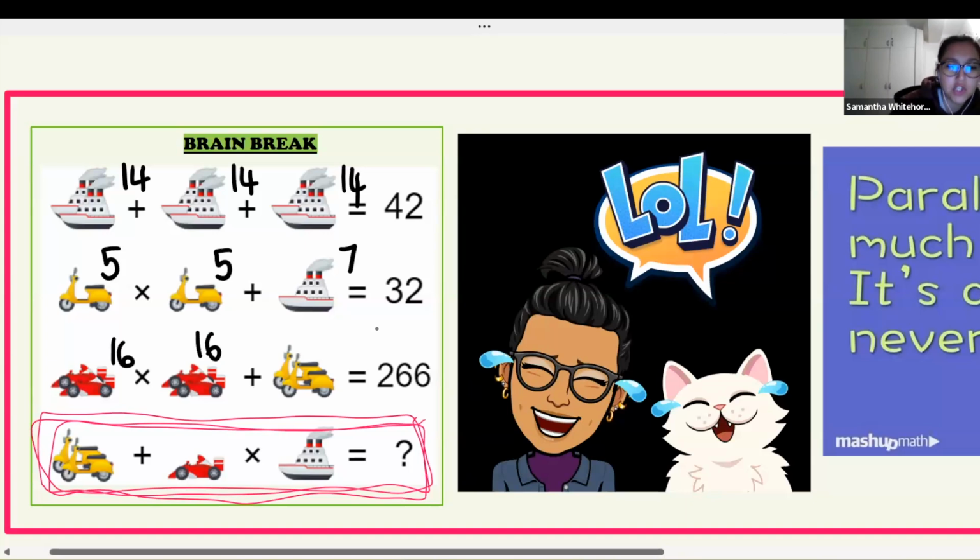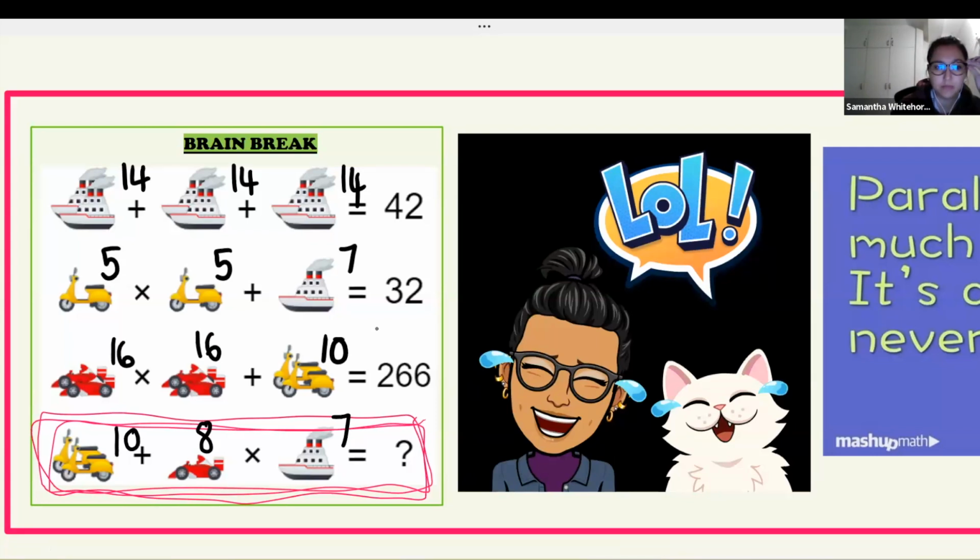16 plus... And what is 2 motorbikes now? 10. Excellent. Well done. If 1 is 5, 2 is 10. Okay. So then the last step? There are 2 motorbikes which equal 10. Good. And there's 1 race car which is equal to 8. Excellent. And there's 1 boat which is equal to 7. Good. Now, what do we do first, the times or the addition? The times. Good. What is 8 times 7?